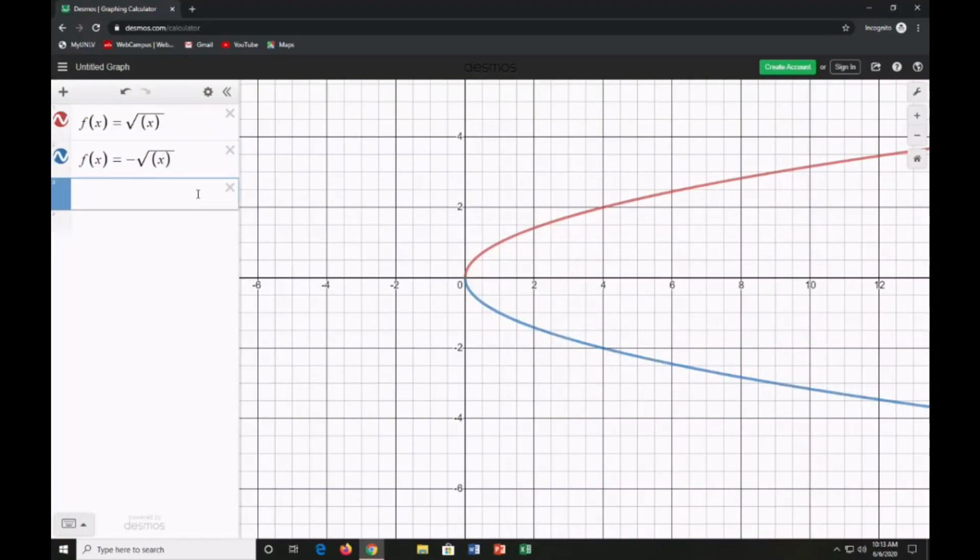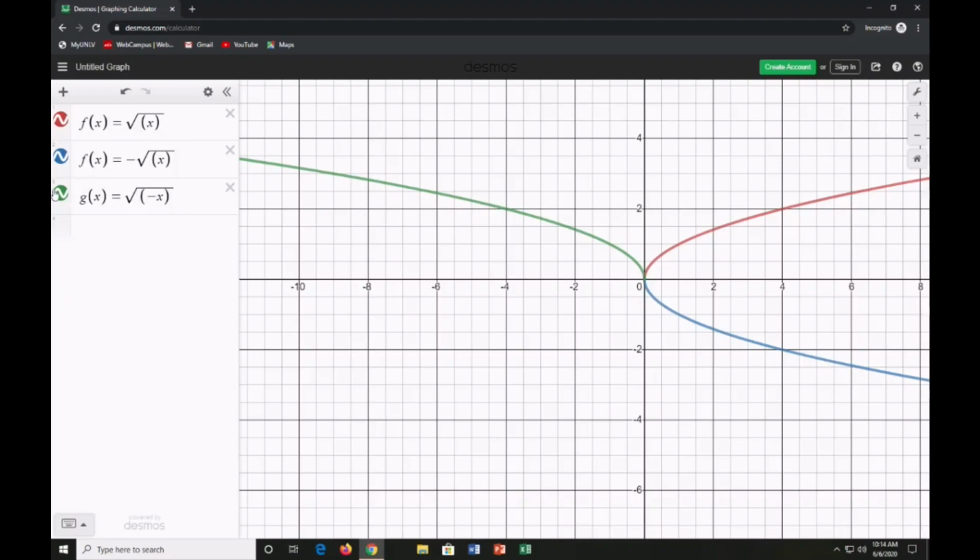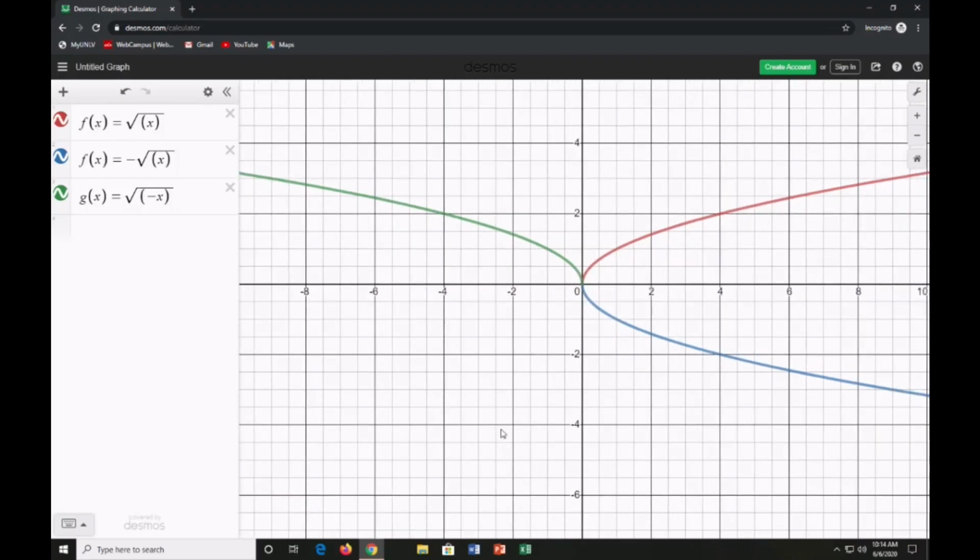So what happens when we put the minus inside the radical or square root? Minus x. Oops, I should put an equality here, like that. So the green one, you can see that placing the minus inside the radical function will flip the original function shown in red across the y-axis, like that. Okay, so let's go back to the document camera.